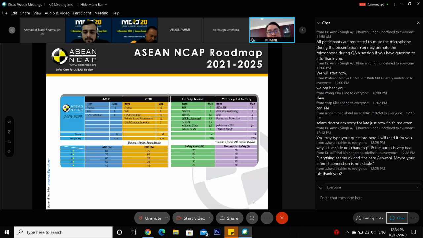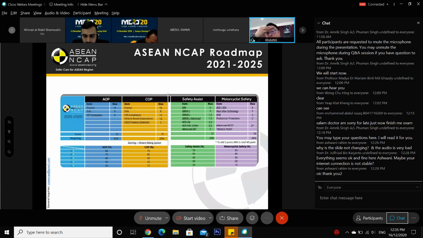2025. And as you can see, AOP stands for adult occupant protection, which means the bigger dummy in the car when you crash test it. And COP means child occupant protection. Safety assist means assistance equipment, since things like AEB and everything are to be calculated under the safety assist.